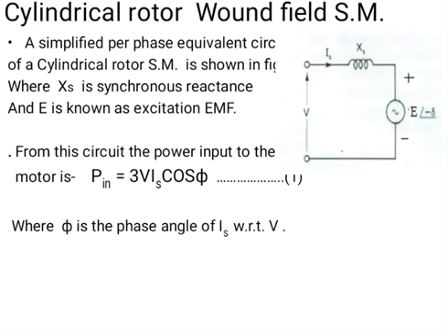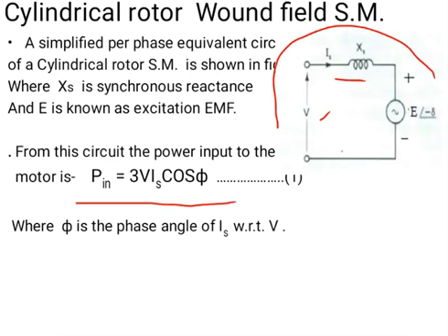The simplified per phase equivalent circuit of the cylindrical rotor synchronous motor is shown in this figure. According to that, there is Xs, that is the synchronous reactance, this is the induced EMF, and this is the voltage, and E is known as the induced EMF or excitation EMF. From this circuit, the input power to the motor is given by this equation, P input equals 3 V Is cos phi, that is our first equation.